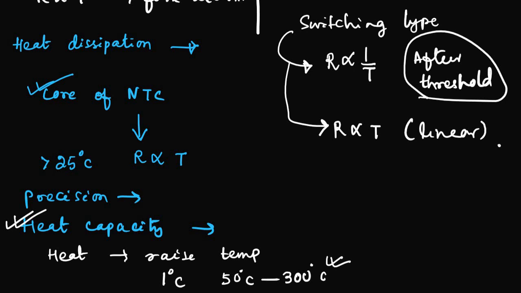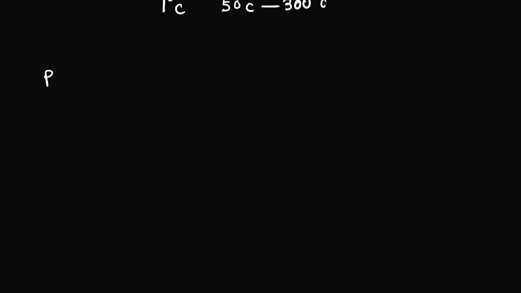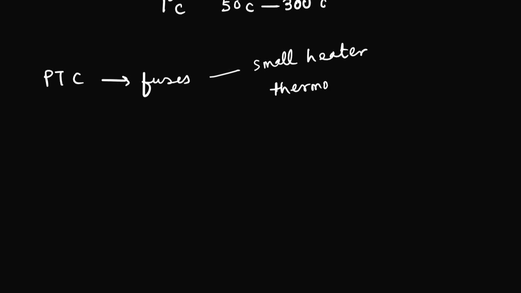And where should we use switching type resistors? Basically, PTCs are used as fuses. Also, when it is a resistor type, it is normally used in small heaters. It is also used in thermostats, which is of course a thermal sensor. Thermostats we use in fridges or ACs also. You should be knowing it.